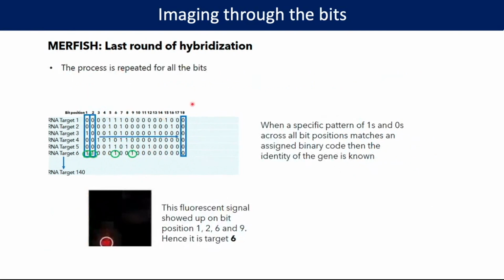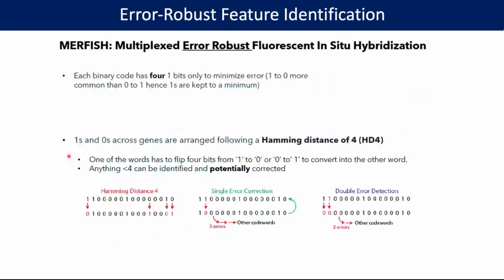So then, after all of those rounds of hybridization and photo-bleaching, one actually gets this barcode, which is analyzed automatically on an analysis computer. And you can see here that these fluorescent signals, which showed up in position 1, 2, 6, and 9, we know this from our codebook, they are actually encoded by the target 6. And anywhere on the entire tissue section where we can identify this codeword, we know that the target 6 RNA species was present. Another important feature is the error robustness.